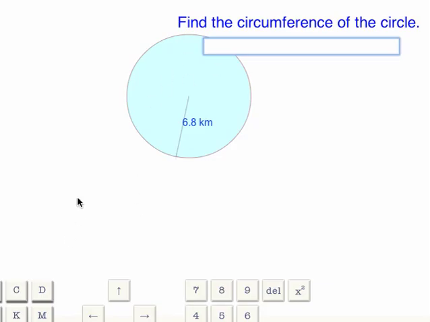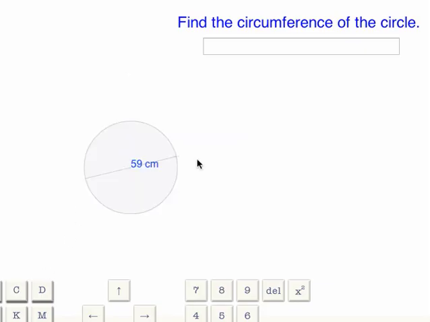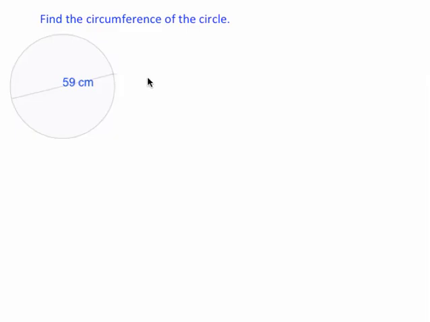I'm just looking for one that has a diameter this time. Okay, here's a nice one, 59 centimeters. Find the circumference of the circle, and the diameter is 59 centimeters. So, in this case we're given the diameter, so circumference is pi times diameter. I don't need to use circumference as 2 pi r.